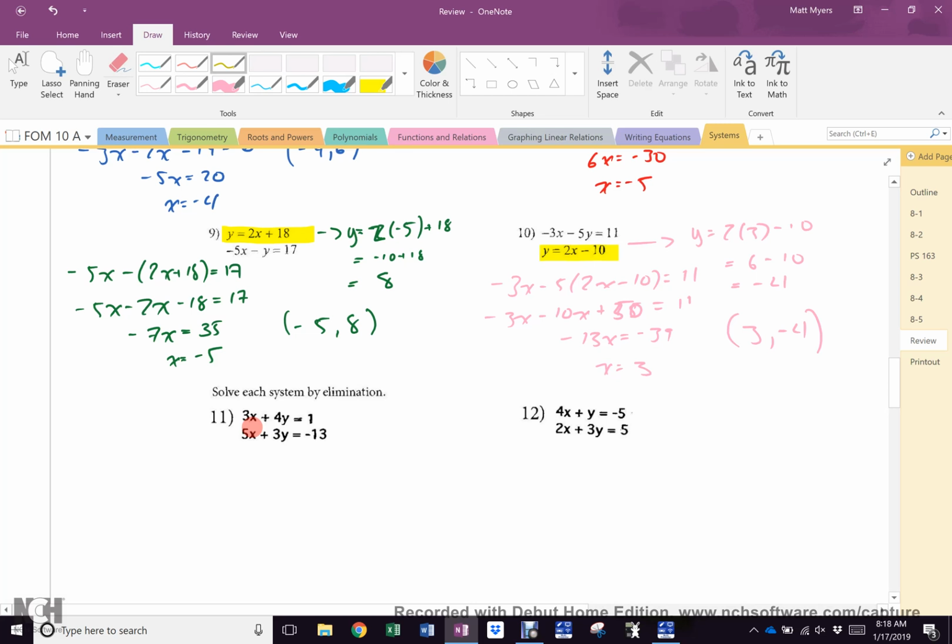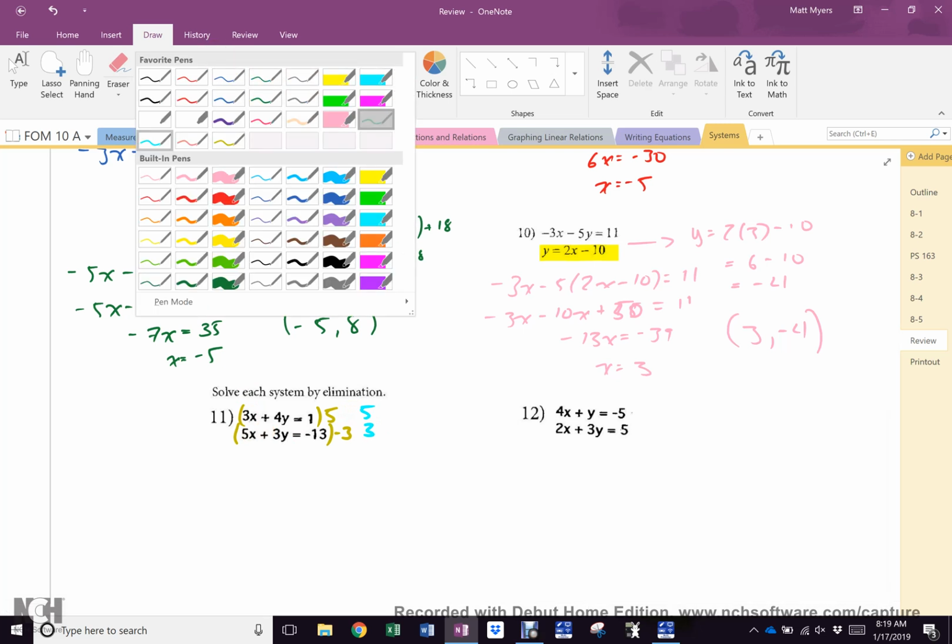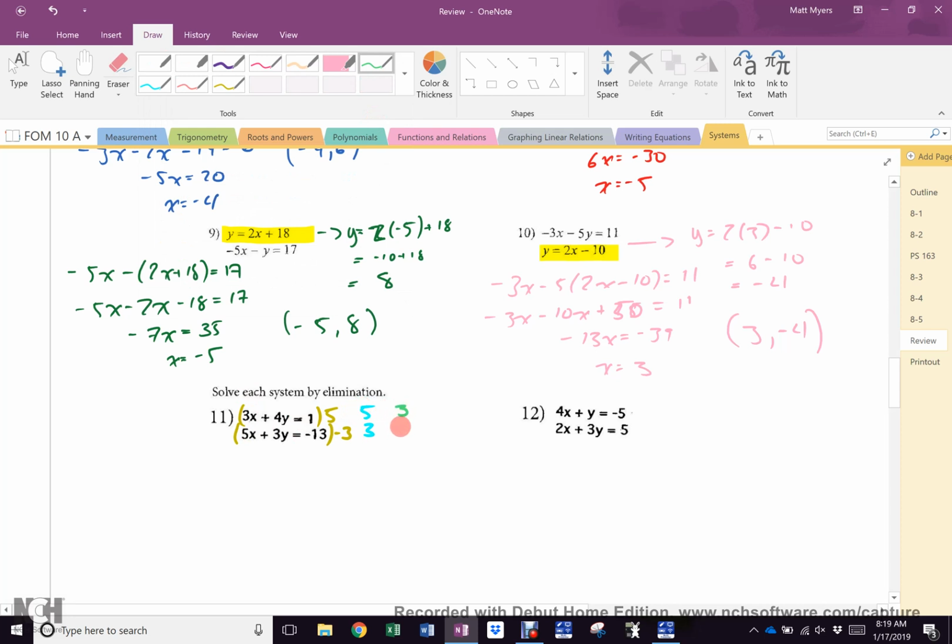So I could multiply this by 5 and this by negative 3. And then I would add them, correct? Everyone agree? I could multiply this by 5 and this by 3 and then subtract them. Everyone agree? I could multiply this by 3 and this by negative 4 and add them. Or I could multiply this by 3, this by 4, and subtract them. All of those are valid. You choose which one you did.